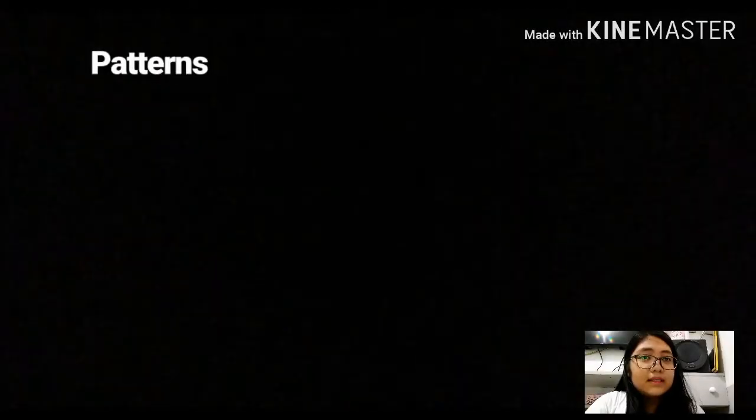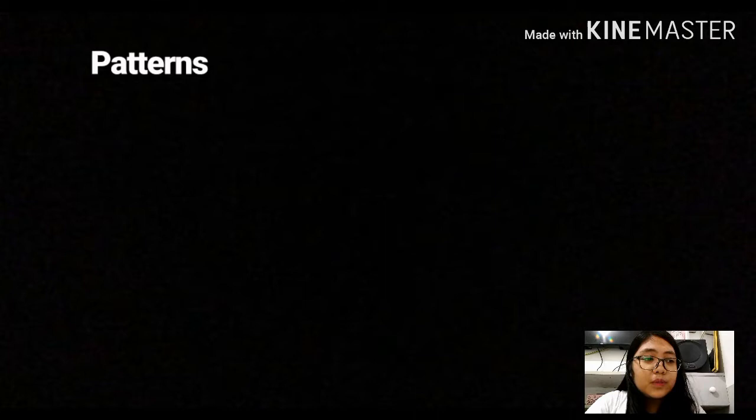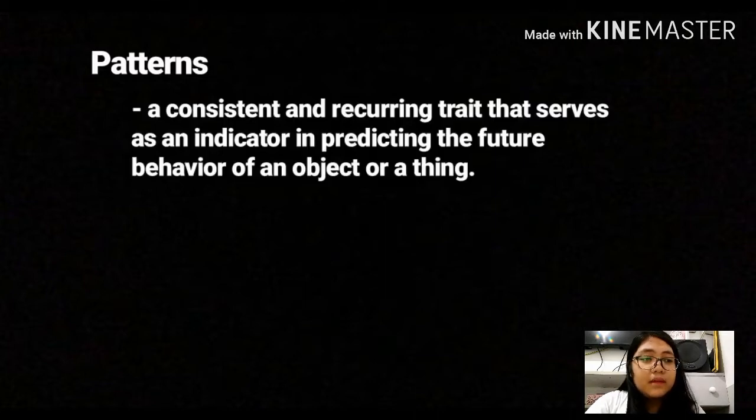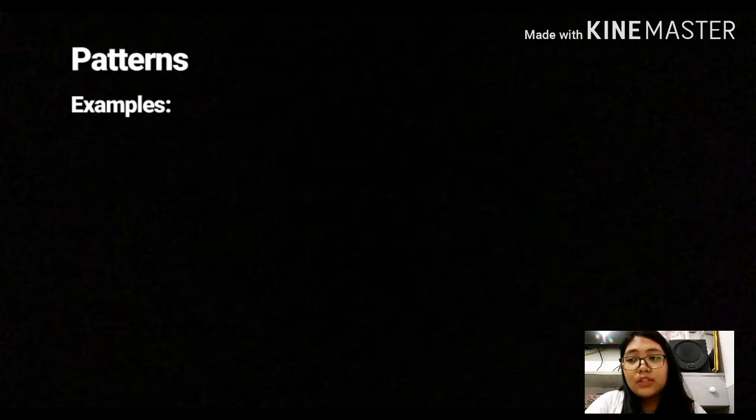Hello guys, in our first topic we're going to discuss patterns and sequences. So what is a pattern? A pattern is a consistent and recurring trait that serves as an indicator in predicting the future behavior of an object or a thing. Here we have some examples of patterns.